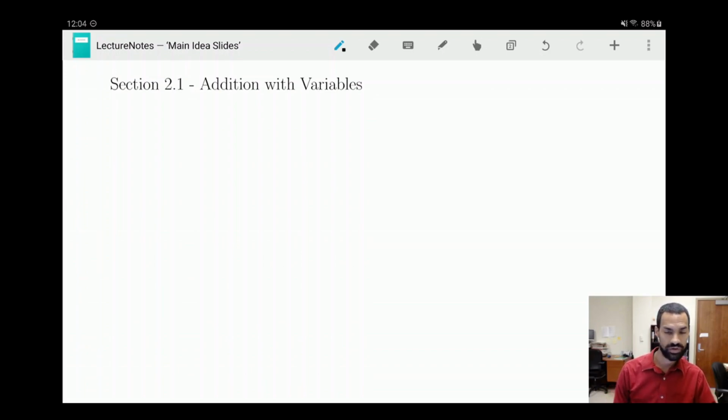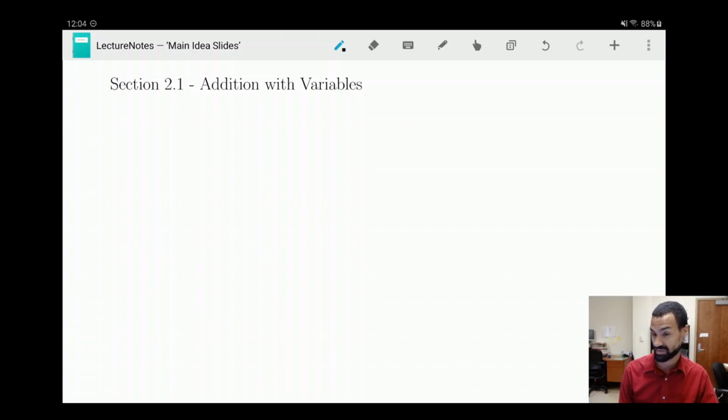Section 2.1 Addition with Variables. Okay, so up until now we've worked with different types of numbers: whole numbers, integers, rational numbers. But what about unknown numbers? Can we still work with numbers if we don't know what they are? And we kind of can, right? So that's what we're going to talk about.